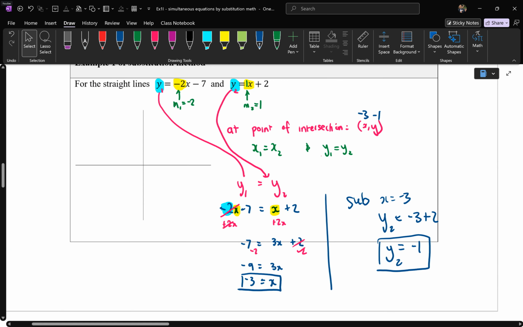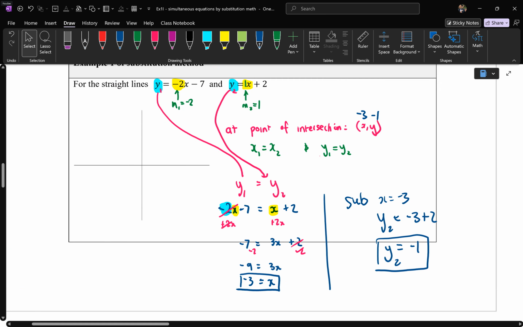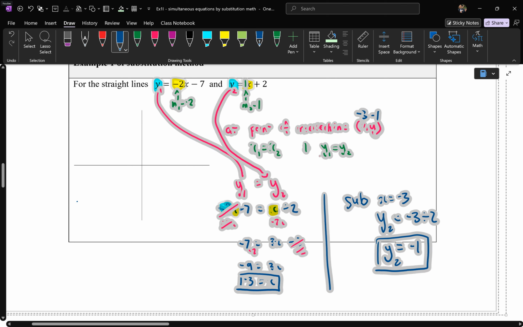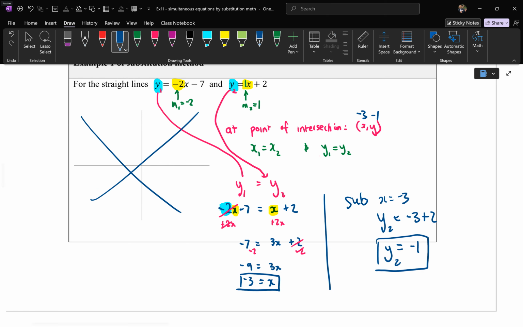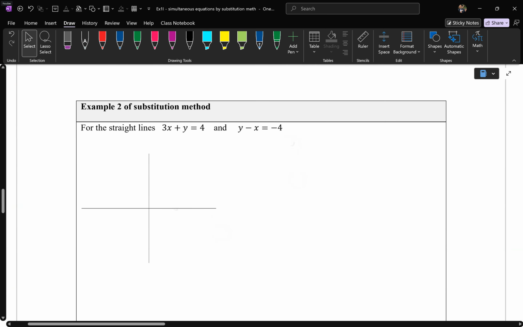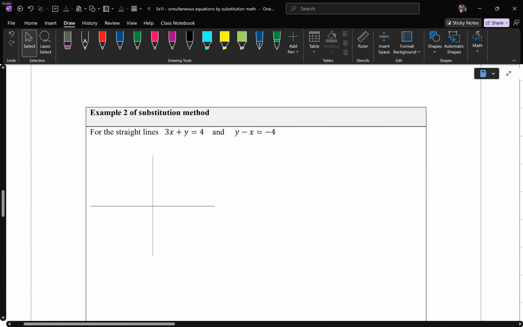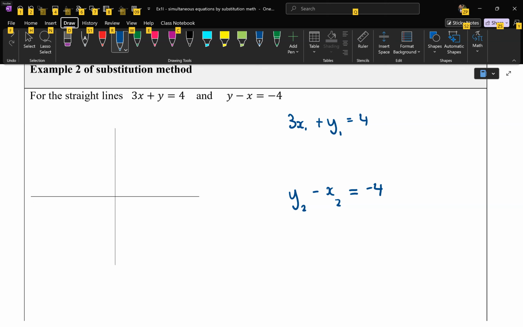How's that feel so far? Make a bit more sense? Yes? So here's line 1, line 2. Something like that. Negative 3, negative 1. All right. I want you to have a go with this one now. I'm going to pause the video.